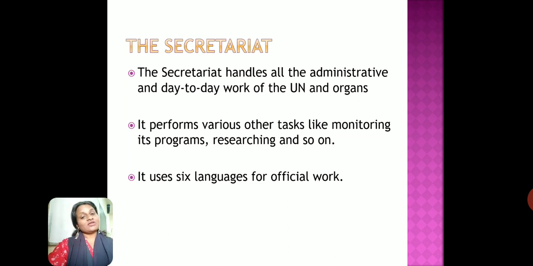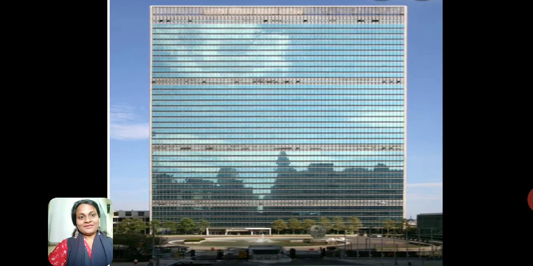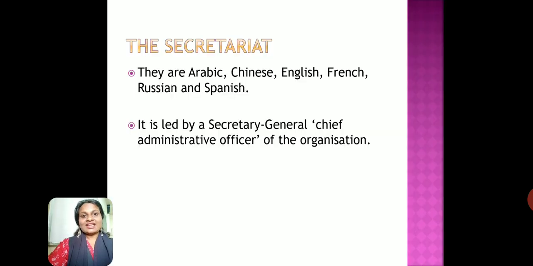Now, the Secretariat uses 6 languages of the world for official work. The Secretariat does not work in one language, it works in 6 different languages, so that there is no communication barrier in the United Nations. This is the image of the Secretariat headquarters. And which are the 6 languages that are used in the Secretariat? Arabic, Chinese, English, French, Russian and Spanish.